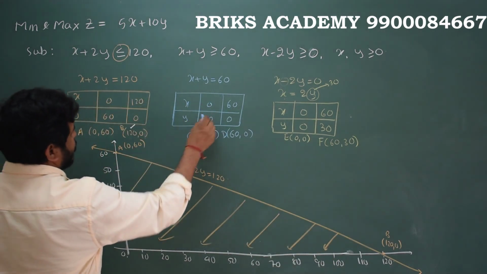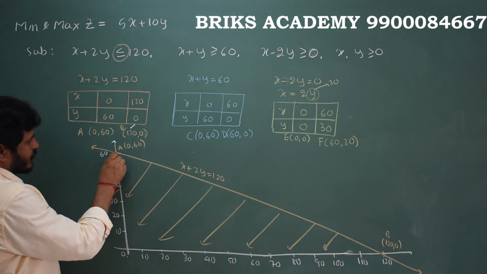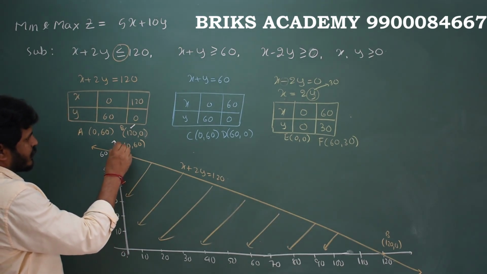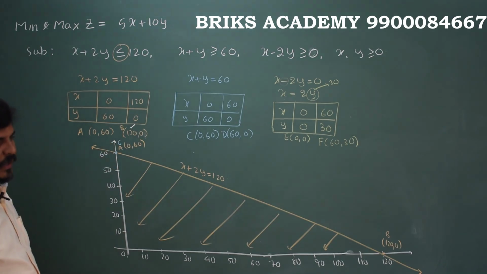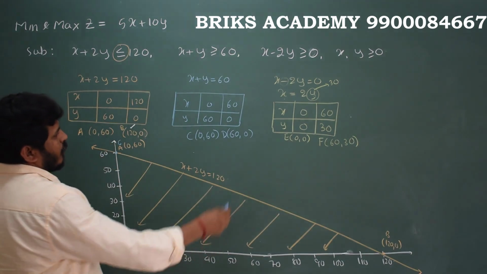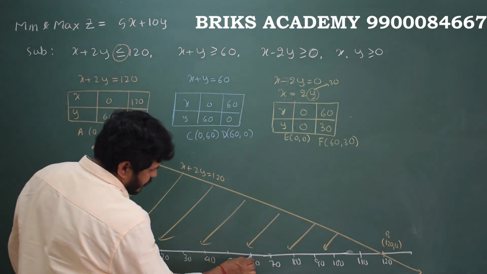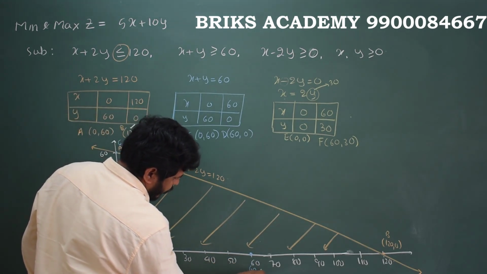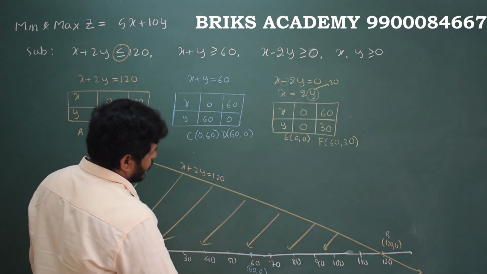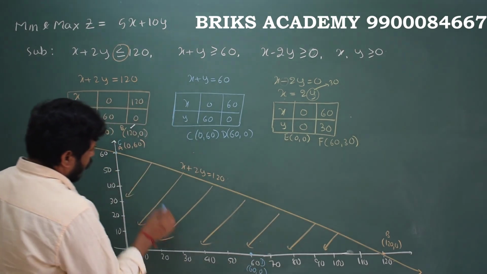Second one, when x is 0, y is 60. The same point, even point C also, same point when x is 0, y is 60. When y is 0, x is 60. That is x is 60 when y is 0. This is point D. Now draw the graph.